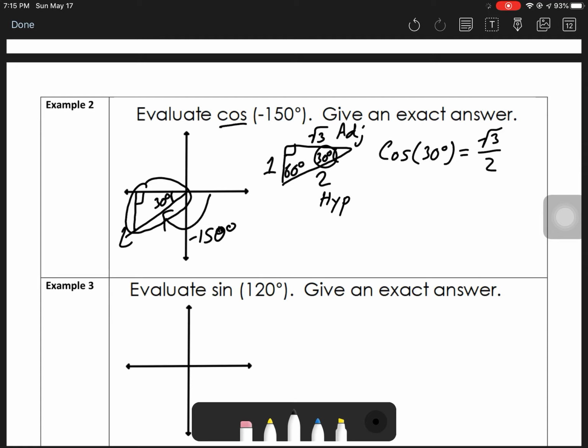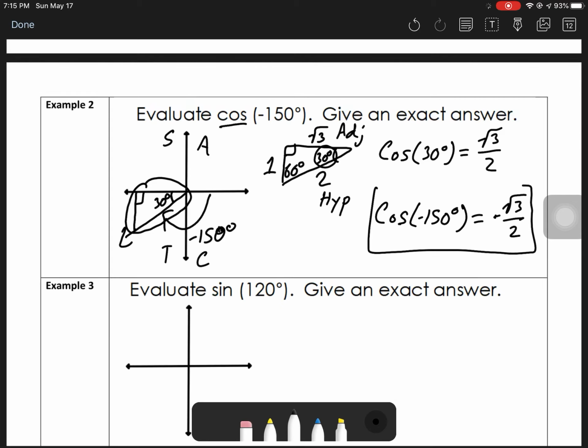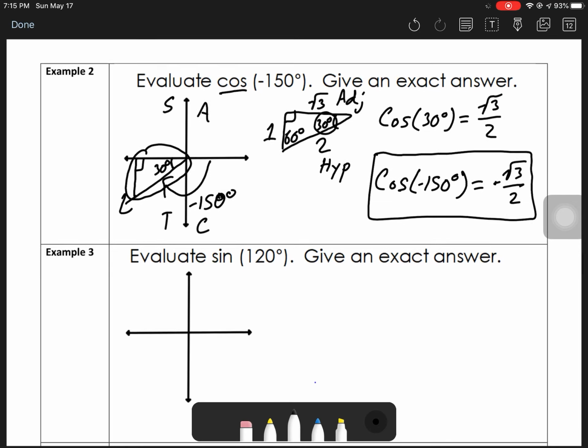The problem is, if you remember in our last lesson, A, S, T, C. All students take calc. We are in the T quadrant. Cosine is not positive in the T quadrant. Therefore, the cosine of negative 150 is minus the square root of 3 over 2. If we were talking about tangent of 150 or cotangent of 150, our answer would be positive. But here the answer is negative because we're in the T quadrant, quadrant 3.